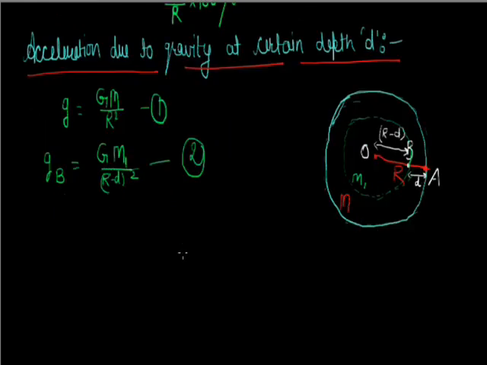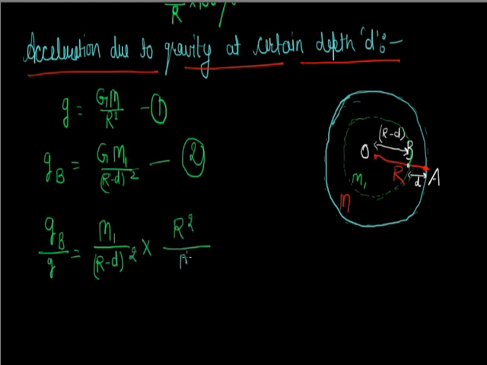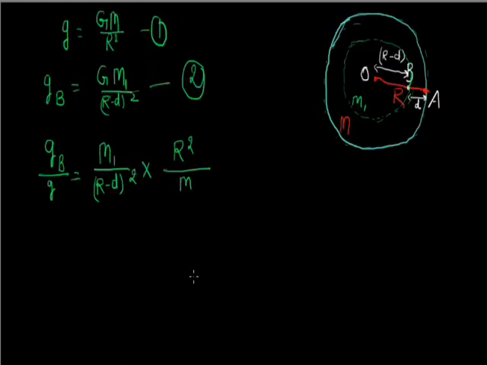Now if we divide equation 2 by equation 1, there is a problem between masses, so we should use the formula of g in terms of density, because we can assume that the density throughout the earth remains constant. So by dividing g_d upon g, we'll get m1 upon (R minus d) whole square into R square upon M, right? Now we want to find the expression for g in simplest form.